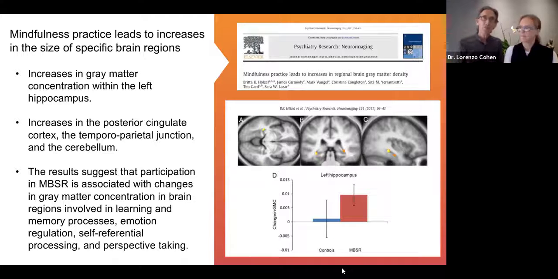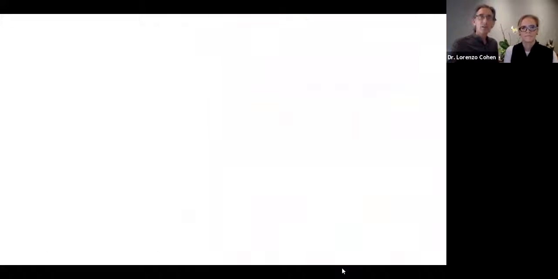So like we go to the gym to get our heart healthy, to build muscles. Through these types of meditation practices, you can actually increase the size of, in this case, the hippocampus. There was a shrinking of the amygdala, the negative emotion processing center of the brain.